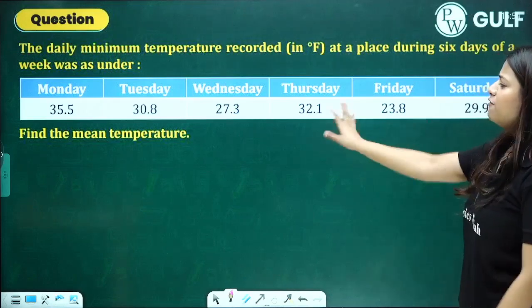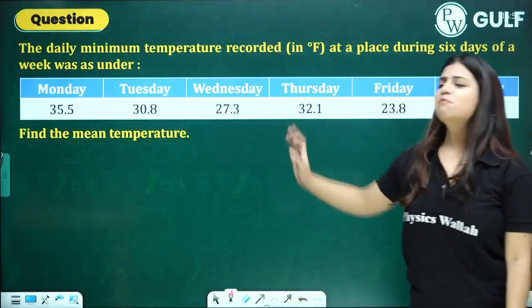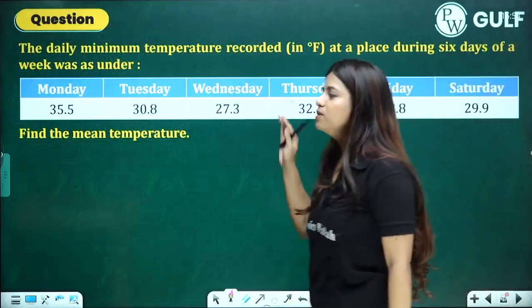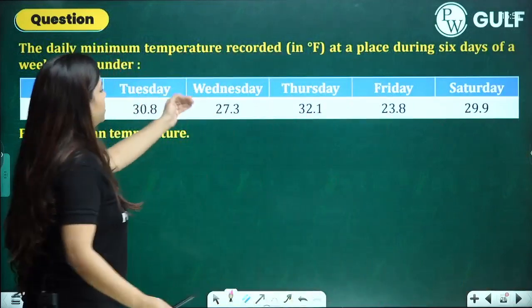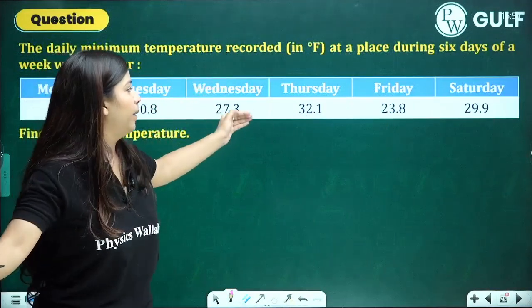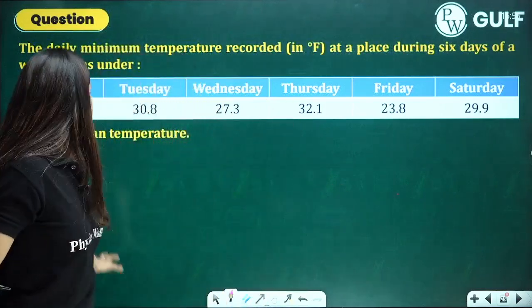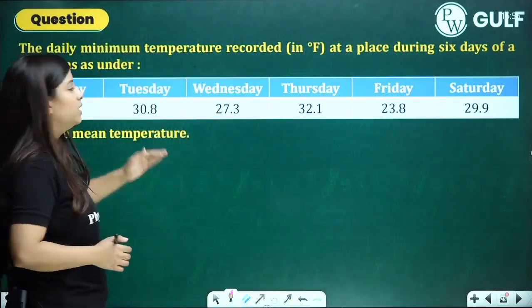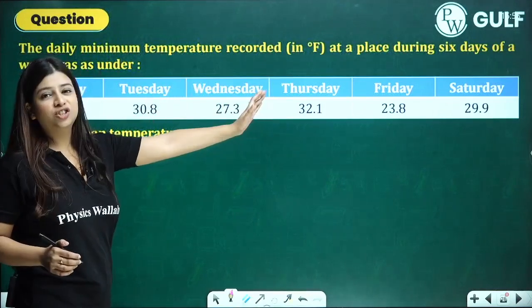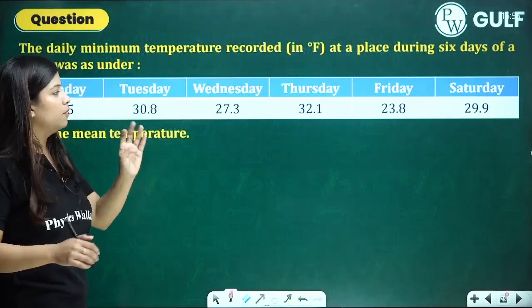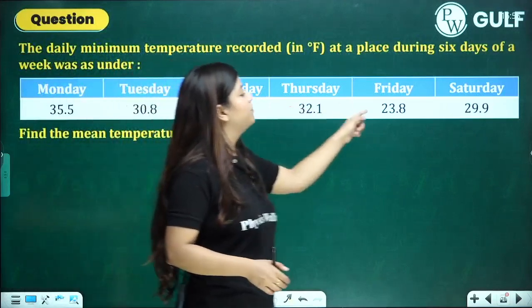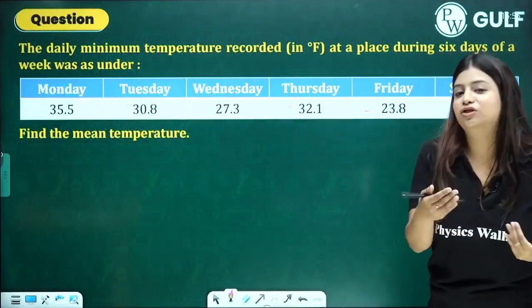So when we talk about mean, students, let's see a question. Find the mean temperature. The temperature on Monday was 35.5, on Tuesday 30.8, on Wednesday 27.3, on Thursday 32.1, Friday 23.8, Saturday 29.9. So what are they saying? Mean temperature. Mean means sum of all observations divided by number of observations. That is 1, 2, 3, 4, 5, 6. How many observations are there?